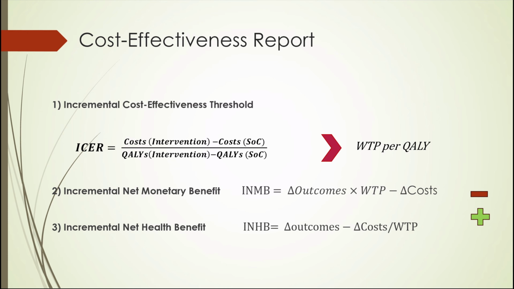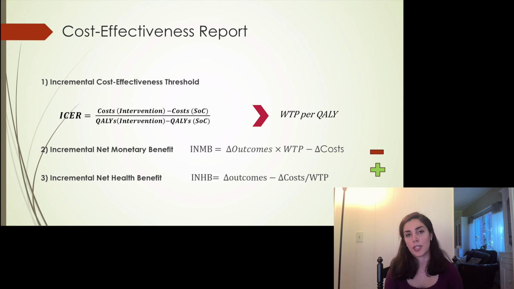The next step is we have that threshold, but we want to see how we report our cost effectiveness results so that we can compare it with the threshold. There are three main ways to report cost effectiveness results. The first one is ICER, or incremental cost effectiveness ratio, which is subtracting the cost of a standard of care from the cost of intervention and then dividing it by the differences in the QALYs between a standard of care with intervention.